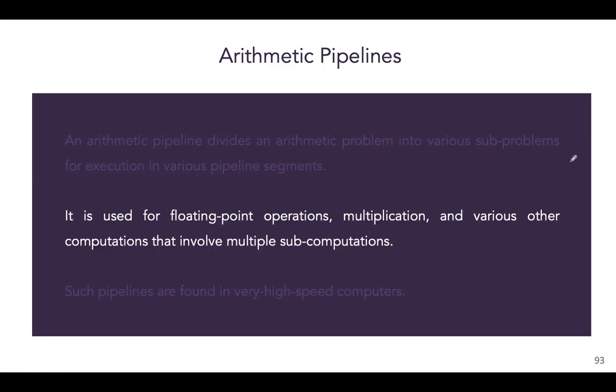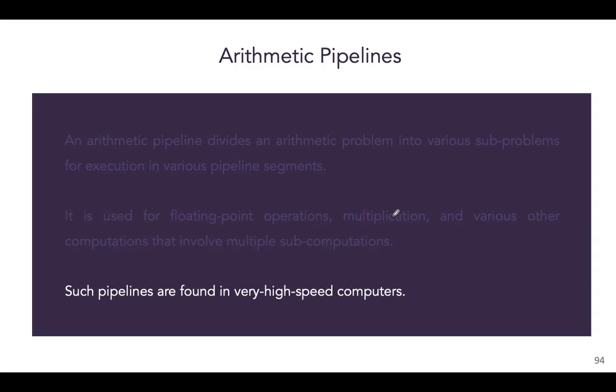These kinds of pipelines are used for operations like floating point operations, multiplication, and various other computations that involve multiple sub-computations. So now if you remember how multiplication is performed within a computer system or how floating point operations are performed, you'll recall that these kinds of operations require performance of several sub-operations. It's not like addition where you simply add two binary numbers. You have to perform smaller subproblems in order to solve the larger problem. So that is where arithmetic pipelines come in very handy. Such pipelines are found in very high-speed computers.